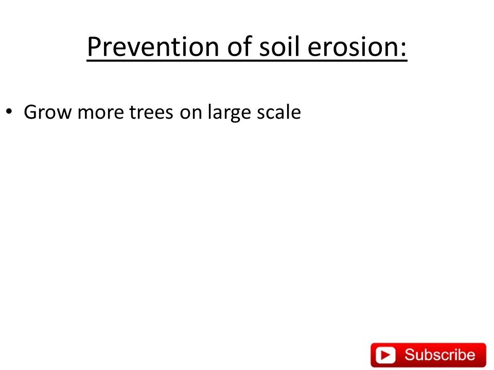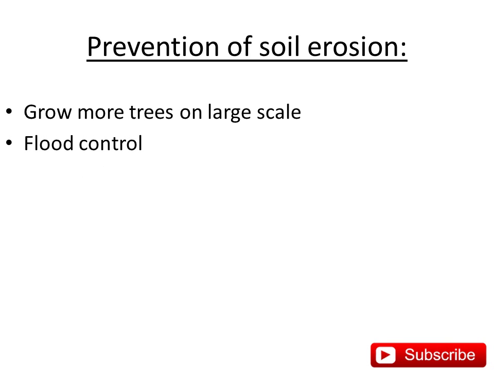Now, prevention of soil erosion. As we know that the cause of soil erosion is large-scale cutting of trees, we must take a measure for it. So a measure is to grow more and more trees on a large scale, and this is nothing but afforestation. So you know that the cutting of trees on a large scale is deforestation, while growing of more trees on a large scale is afforestation.